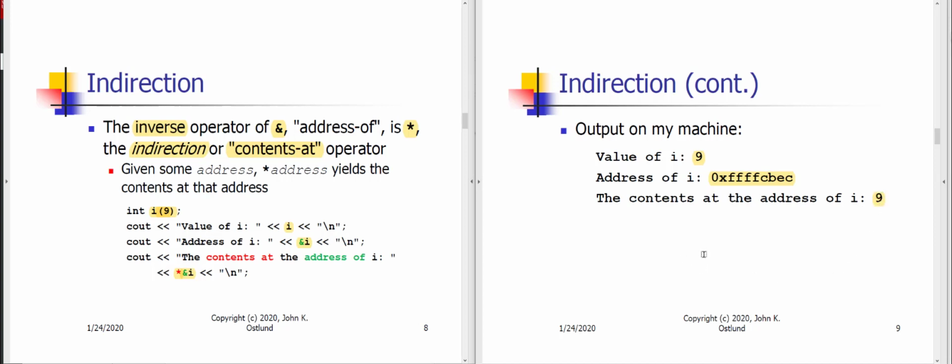It's sort of like asking, who lives at the address of Jane? Well, who lives at the address of Jane is Jane. So here, the contents at the address of I is I, and the value of I is 9.